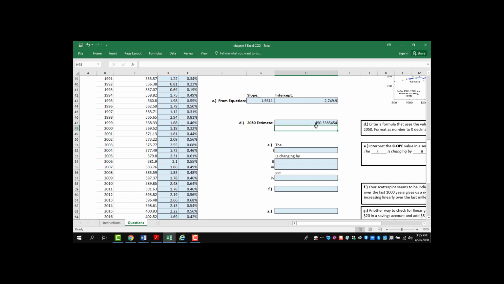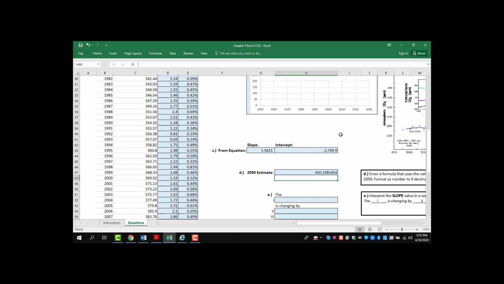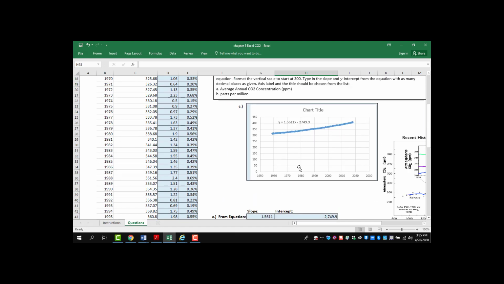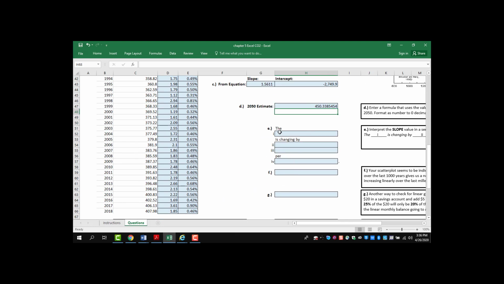Yeah, and that's about right. So 450 parts per million they're projecting at this rate of growth in the year 2050. And I'll just give you in here the annual carbon, the parts per million is changing by this much CO2 per year.